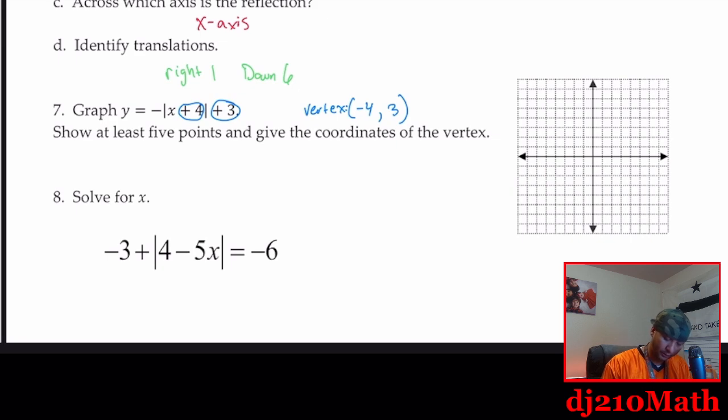So -4, 1, 2, 3, 4, up 3. So left 4, up 3. 1, 2, 3. All right, so here's the vertex, right, just from looking at it. And we know that absolute value looks like this. However, it's reflected down. So this is reflected down. Okay, so since there's no stretch or shrink, it's going to be at a 45-degree angle. So slope is like down 1 over 1.